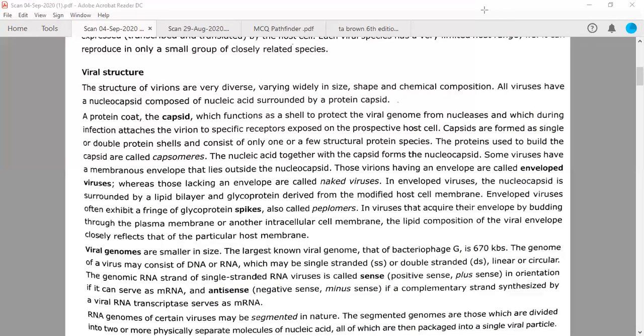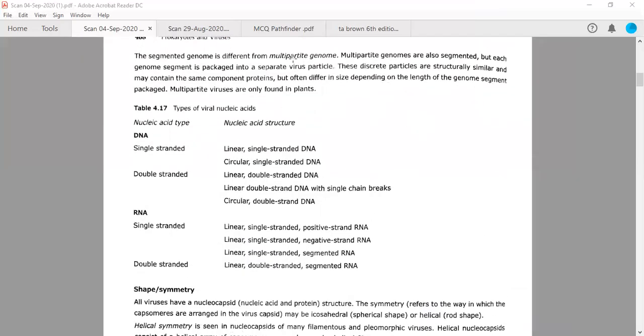If they are packaged into different viral particles, then they are called multipartite genome viruses. The two terms are very important, and it is written that multipartite genomes are also segmented, but each genome segment is packaged into a separate virus particle. Therefore, the segmented genome is different from the multipartite genome. So there are two terms: one is multipartite, one is segmented genome. Segmented genome is present in influenza A, whereas multipartite genome is present in, I'm writing the name because it is complex, PCV viruses.